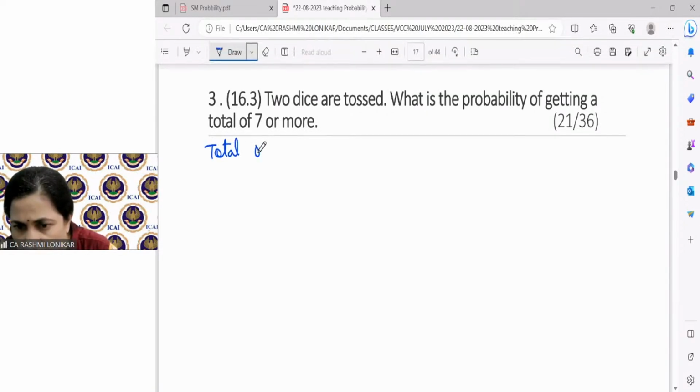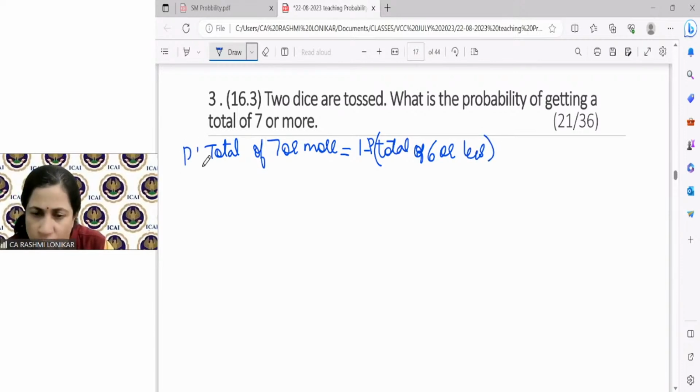Total of 7 or more means the same as 1 minus the probability of total of 6 or less. Okay. Probability of total of 7 or more is 1 minus P of total of 6 or less.